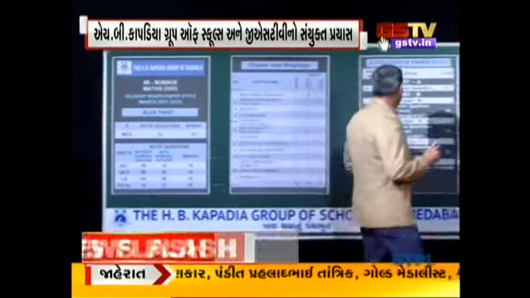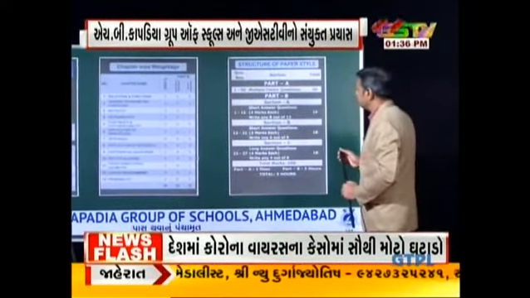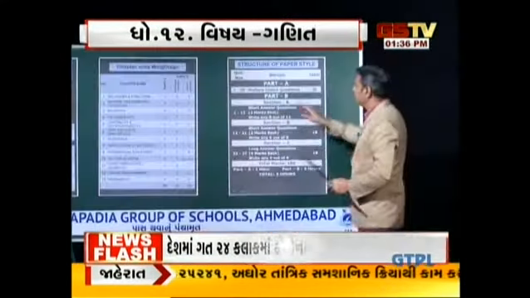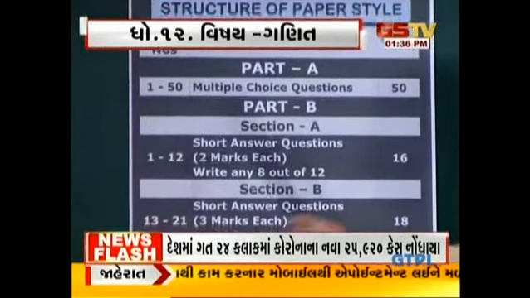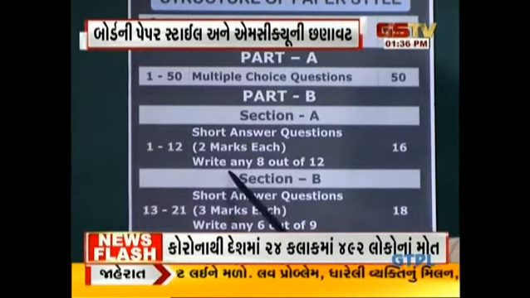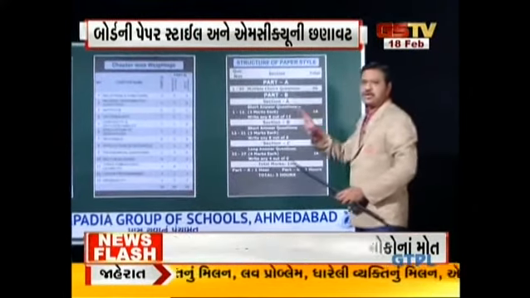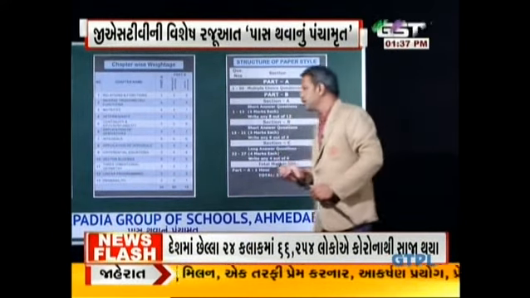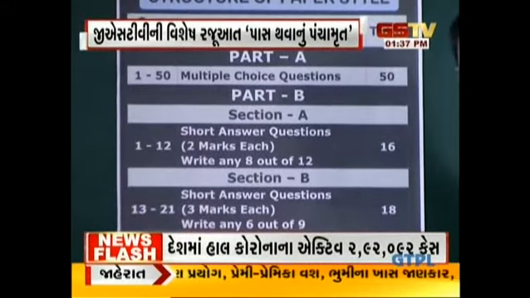Let us see the main MCQ pattern and questions from Part B. 1 to 50 questions, multiple choice questions, 50 marks, that we discussed earlier also, students. For Part B, Section A, short answer questions, numbers 1 to 12, 2 marks for each question. You have to write any 8 out of 12. Means in this section, a total of 12 questions are given, and you have to attempt any 8 out of 12, 2 marks for each question. So total weightage for this section is 16 marks.